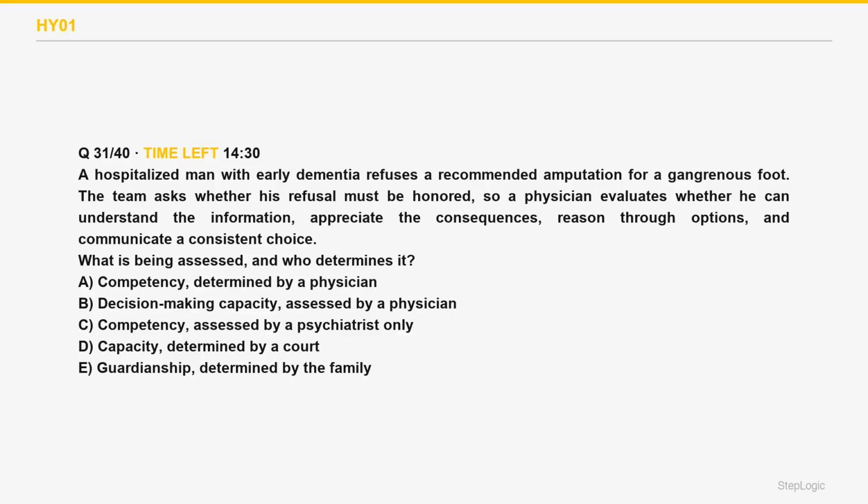What is being assessed and who determines it? A hospitalized man with early dementia refuses a recommended amputation for a gangrenous foot. The team asks whether his refusal must be honored, so a physician evaluates whether he can understand the information, appreciate the consequences, reason through options, and communicate a consistent choice. Read the command, name what is assessed and by whom. Understanding, appreciation, reasoning, and choice define capacity.